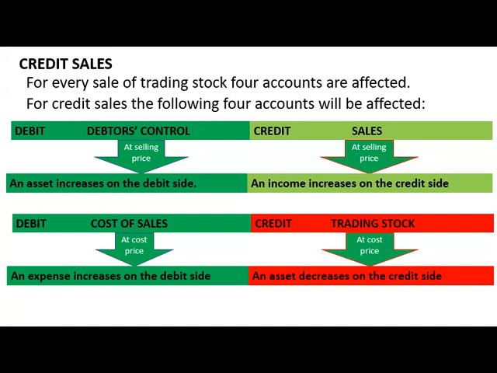And that is because an asset is going down, which makes sense, guys. We are selling trading stock, so we are losing trading stock. And when we lose trading stock, we are having less of it. Hence, it makes sense as to why we have to credit it. We're not losing money, but we're losing an asset, which is trading stock.